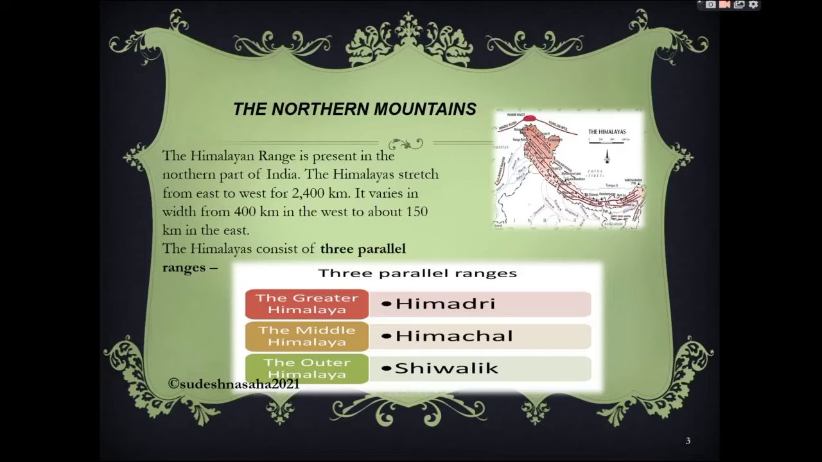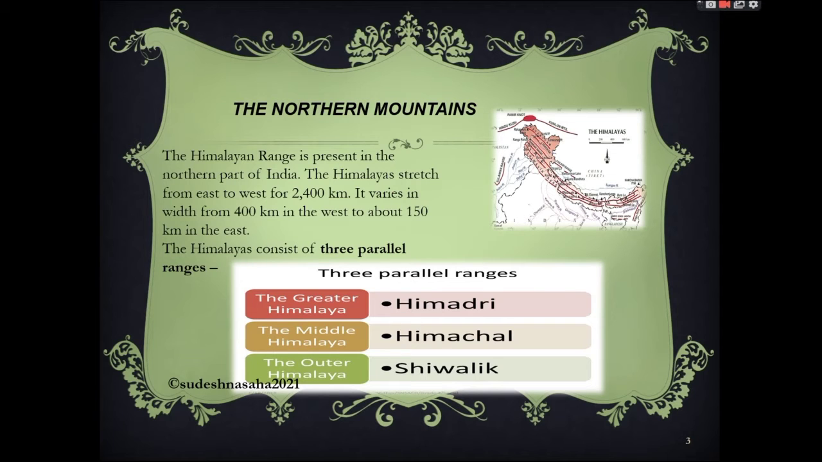The Northern Mountains. The Himalayan range is present in the northern part of India. The Himalayas stretch from east to west for 2,400 km. It varies in width from 400 km in the west to about 150 km in the east. The Himalayas consist of three parallel ranges. These three parallel ranges are from north to south.